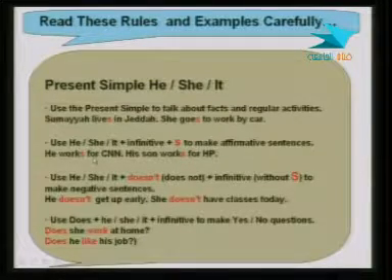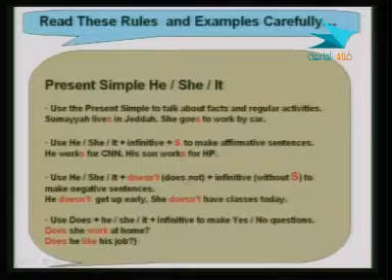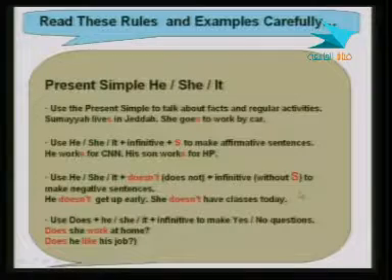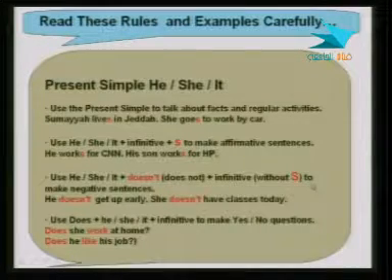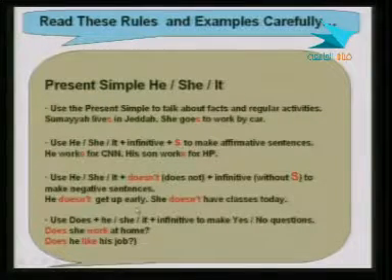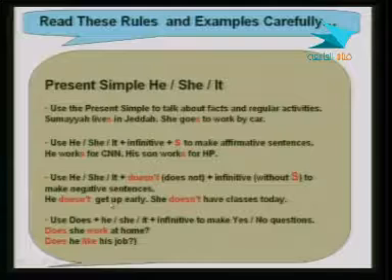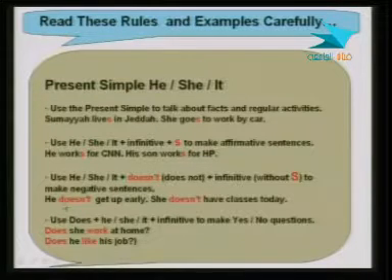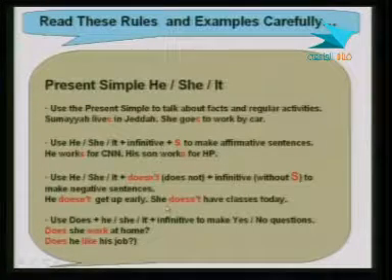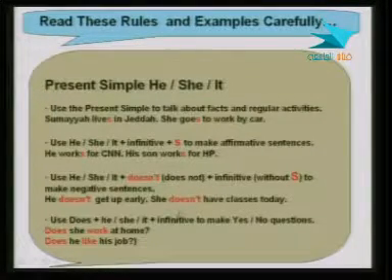For example, in the affirmative sentence, notice: he works. Let's negate this sentence, he works for CNN. To negate it we say he does not, and then we bring that verb here, but we drop the s from it. All right, that's the way to make negative sentences. So the example is: he doesn't get up early. Notice no s here, because we have does, which already takes it. So he doesn't get up early, and she doesn't have classes today.